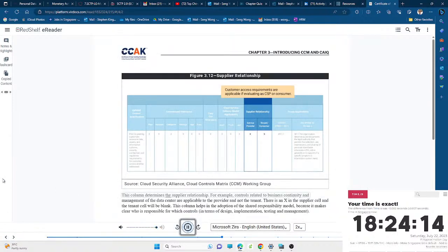This column determines the supplier relationship. For example, controls related to business continuity and management of the data center are applicable to the provider and not the tenant. There is an X in the supplier cell and the tenant cell will be blank. This column helps in the adoption of the shared responsibility model, because it makes clear who is responsible for which controls, in terms of design, implementation, testing, and management.